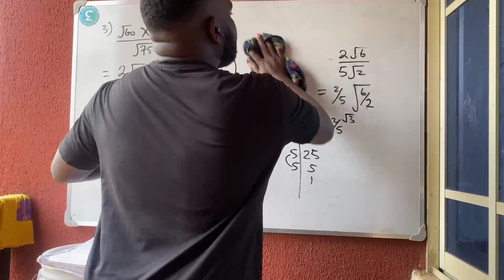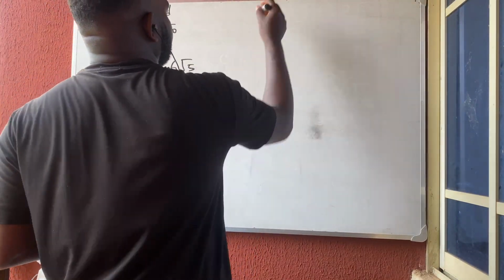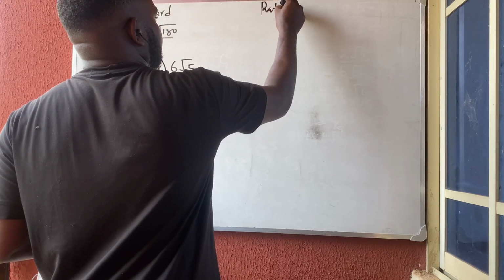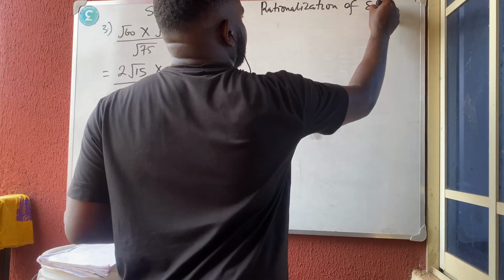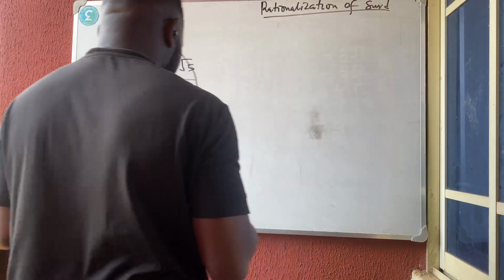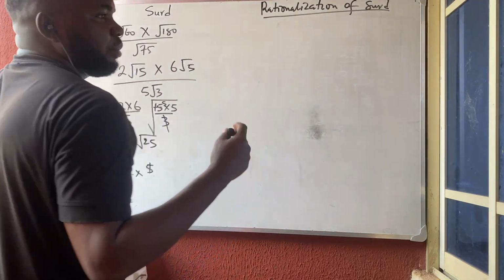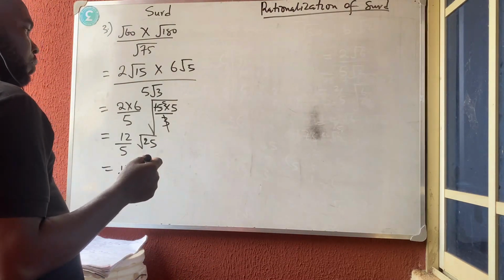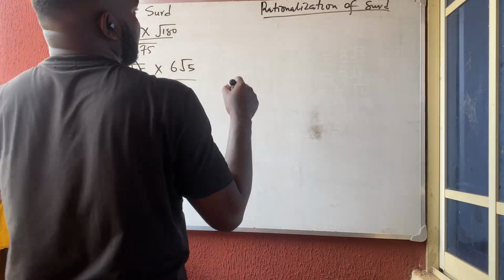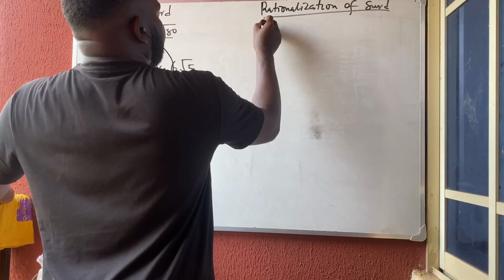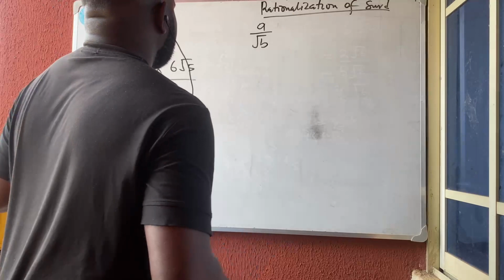So let's go into rationalization of surds. How do we rationalize surds? Now, it's an abomination to leave surds at the denominator. Okay? We don't leave surds at the denominator. What do we do? We rationalize it if they cannot divide. So what do I have now? If I have A over root B, it's not good to leave this at the denominator.